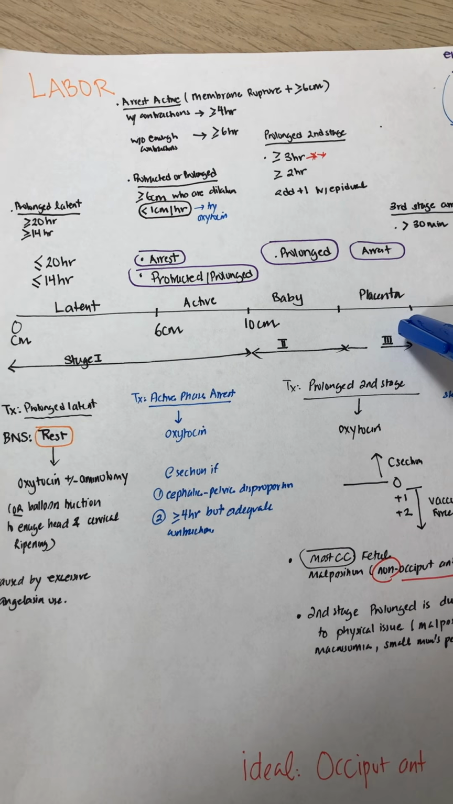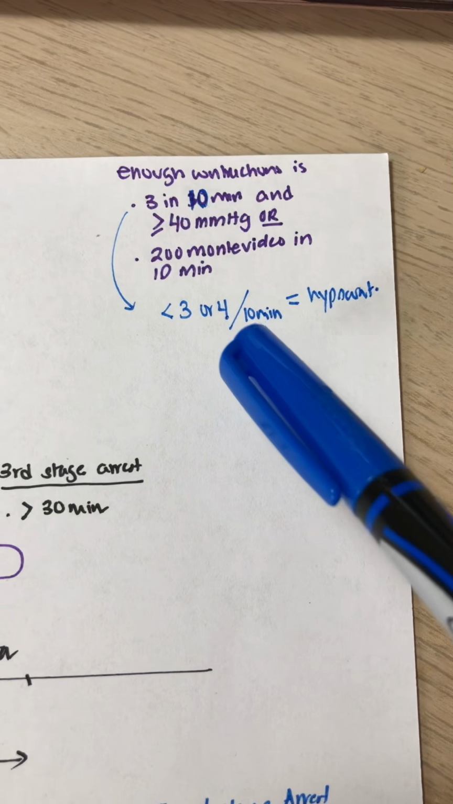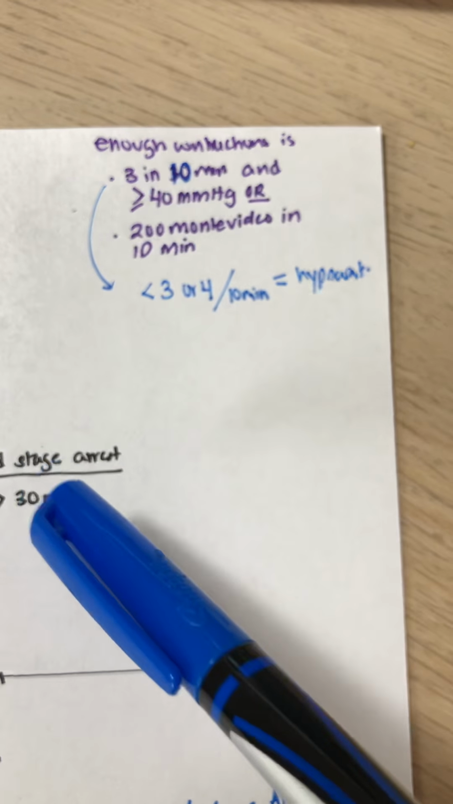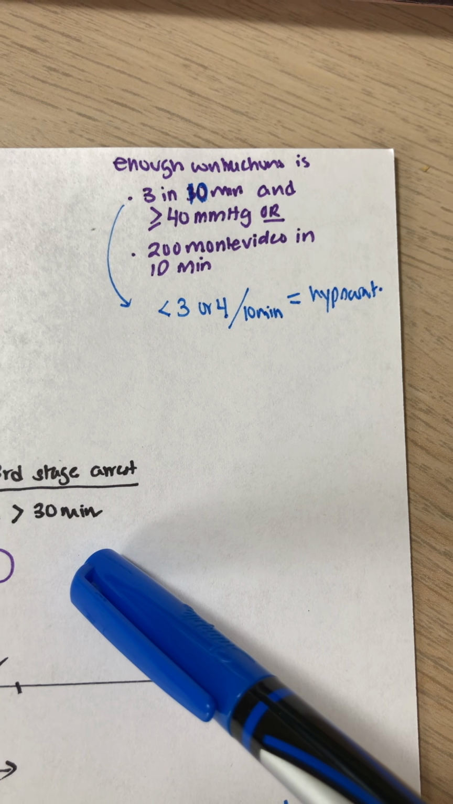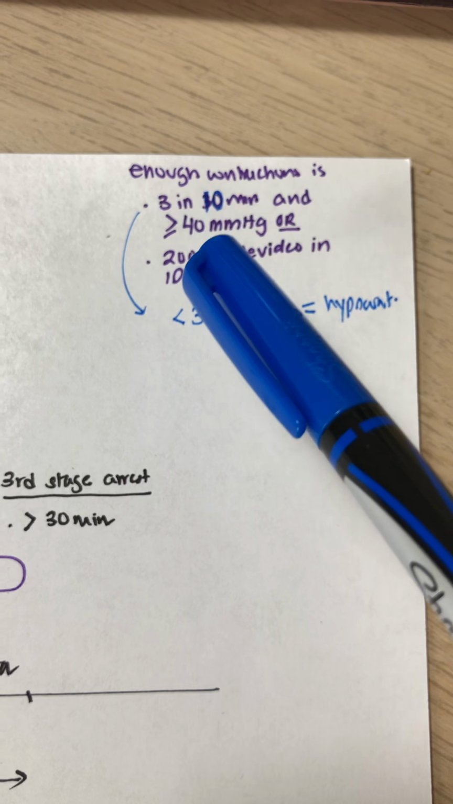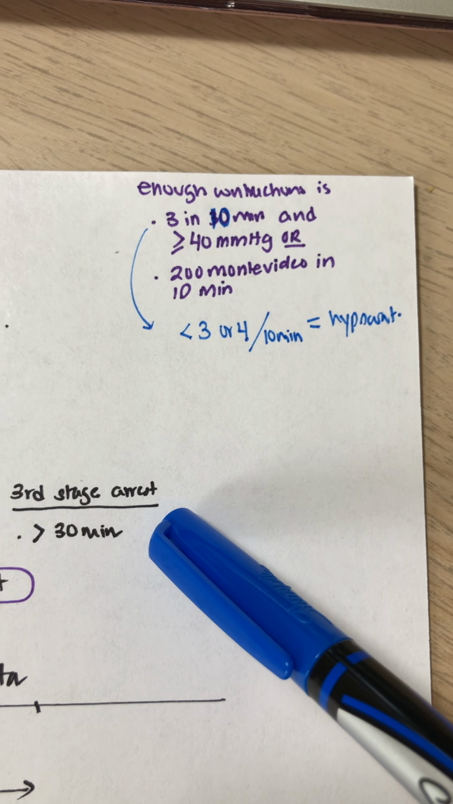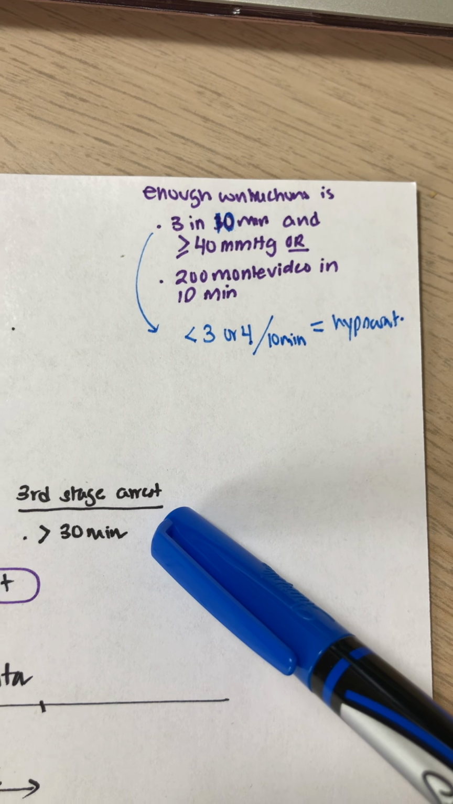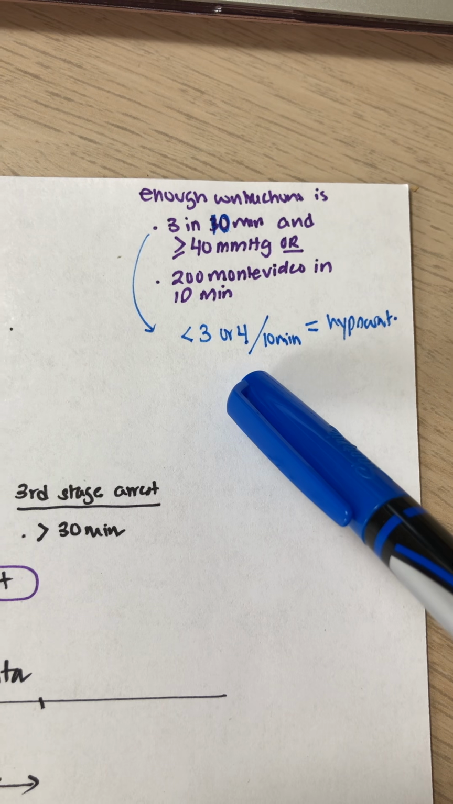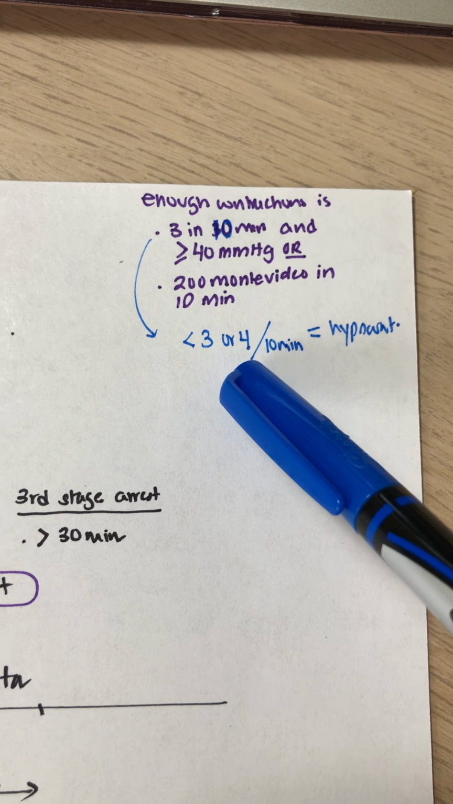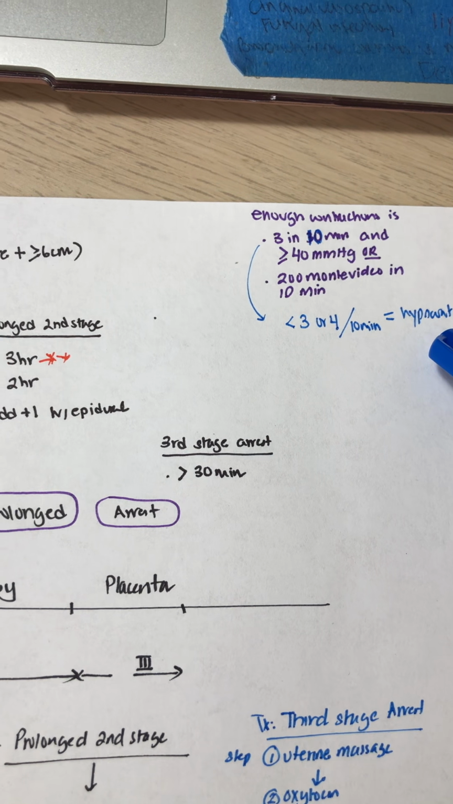And there are some definitions that you have to memorize. The first one is the contraction. The normal contraction, there should be 3 contractions in 10 minutes, and the amplitude has to be at least greater than or equal to 40, or 200 Montevideo units in 10 minutes. Anytime you have less than 3 or 4 contractions in 10 minutes, that's called hypocontractile uterus.